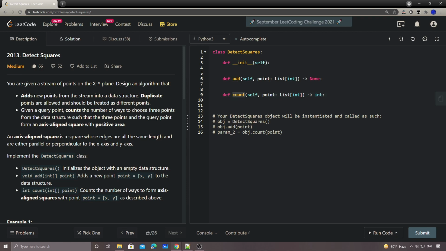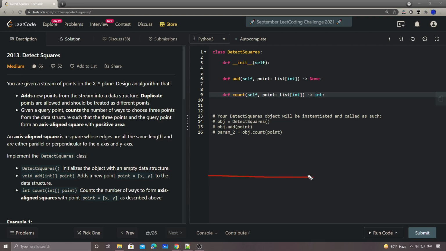And then we have a count. For the add, duplicate points are allowed, which means at the same location coordinates, we could have multiple points. The second one is count, where you're given a point, and you need to find the other 3 points that can form a square.